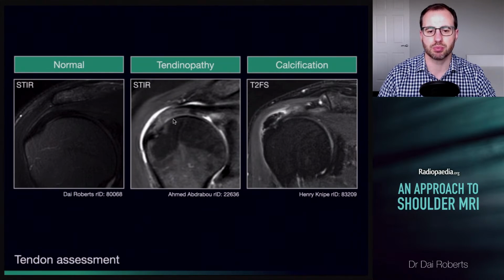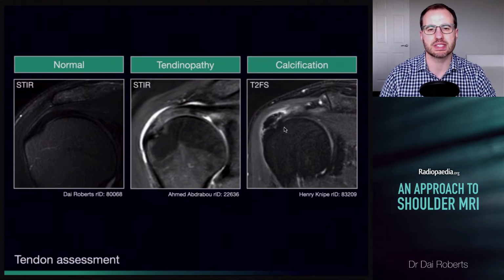In this person you can see subtle thickening of the tendon, and obviously it's a high signal, so this is in keeping with fairly long-standing tendinopathy. And calcification is another thing we should be assessing for.